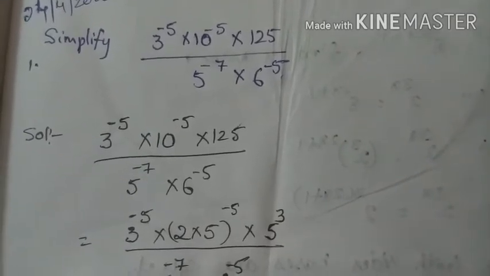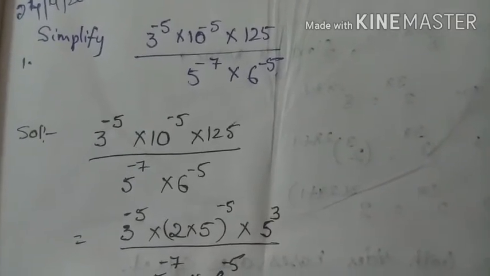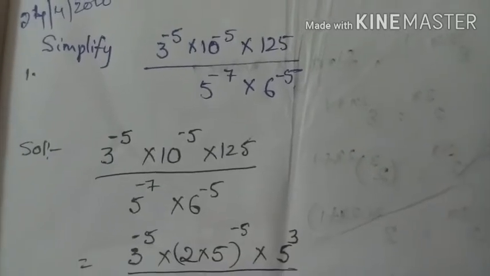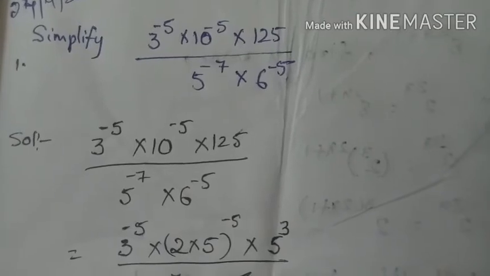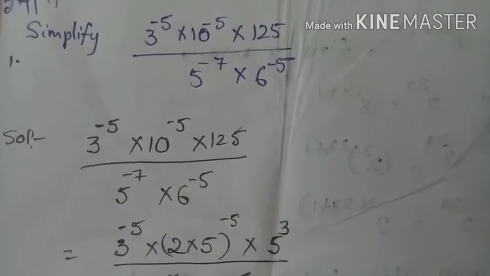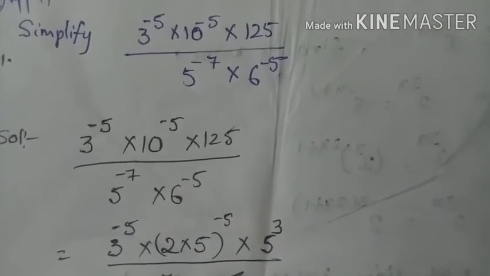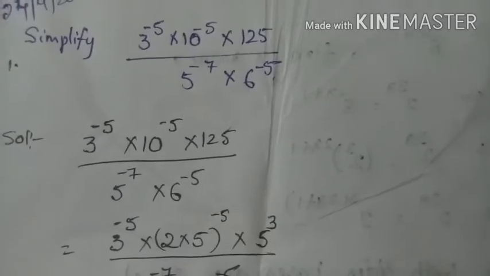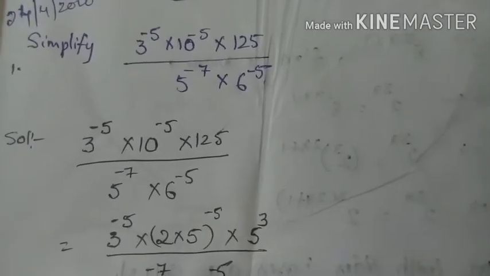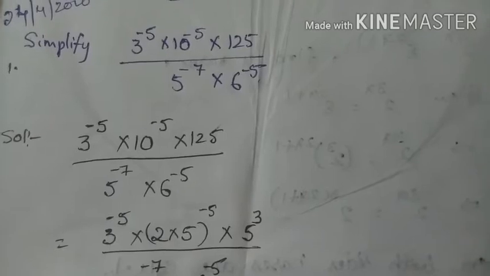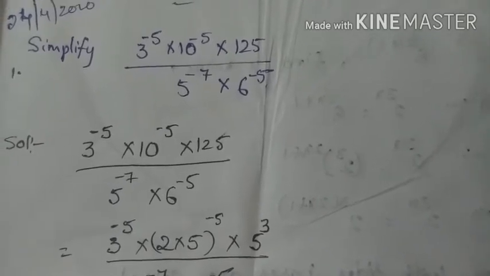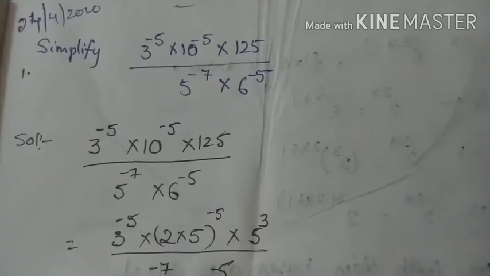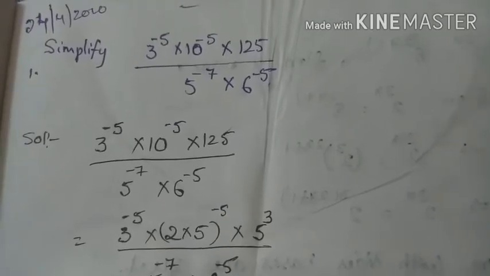Simplify (3 power of minus 5 into 10 power of minus 5 into 125) whole divided by (5 power of minus 7 into 6 power of minus 5). Okay, just observe, is there any common bases or common exponents? Yes. So I will solve in my way. Okay, once listen.